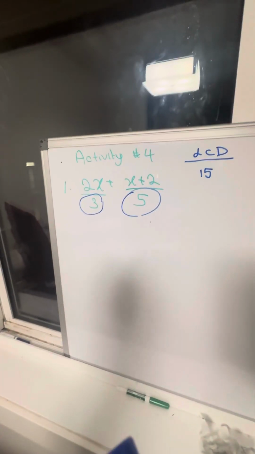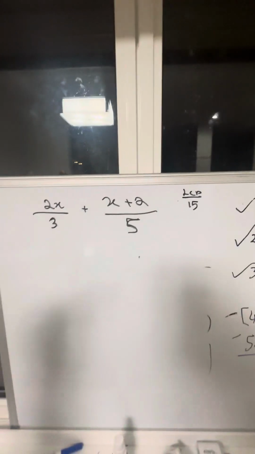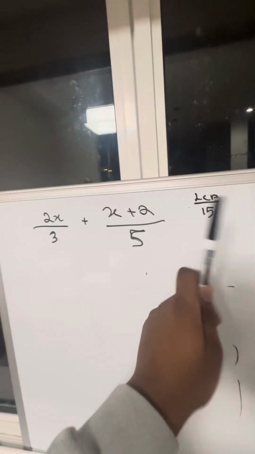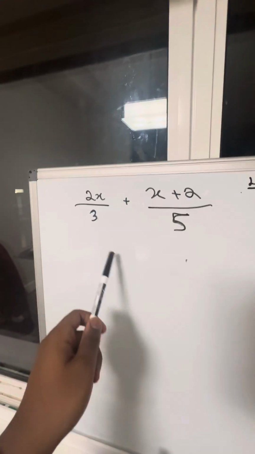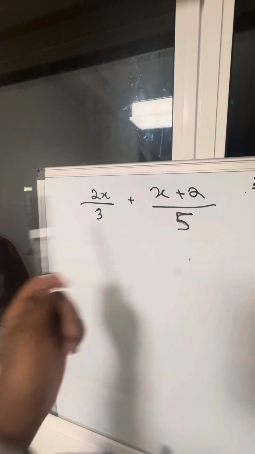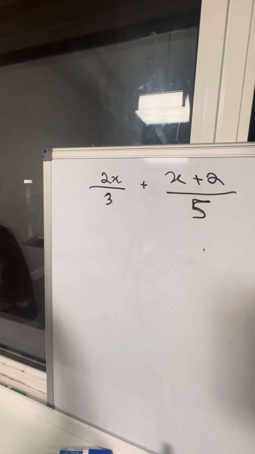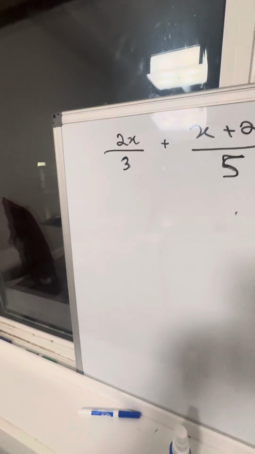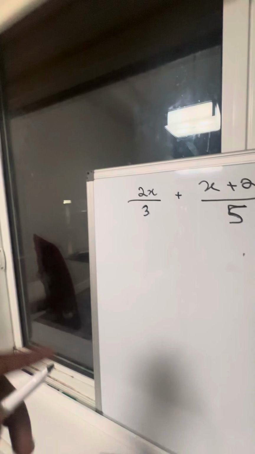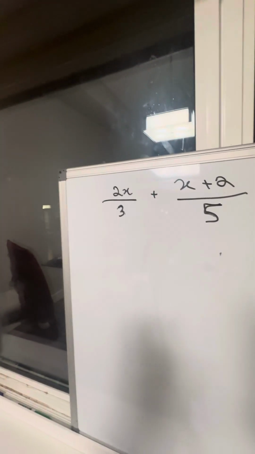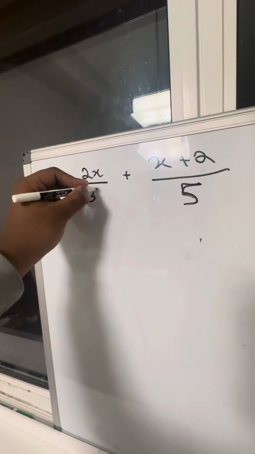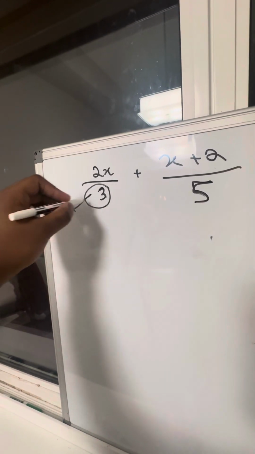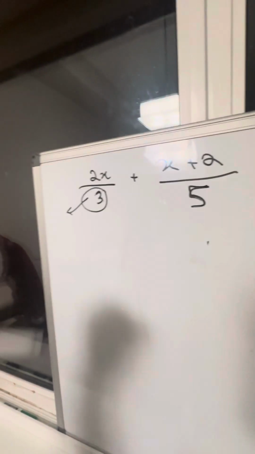Remember, it only has to be for numbers on the denominator. So once you're here, the other video got stopped, but remember your LCD is 15. You can find it by multiplying the denominators or using the calculator method. So your LCD is now 15. So you have 3 on this. 3 multiplied by what gives you 15?